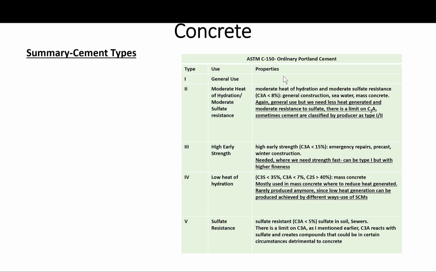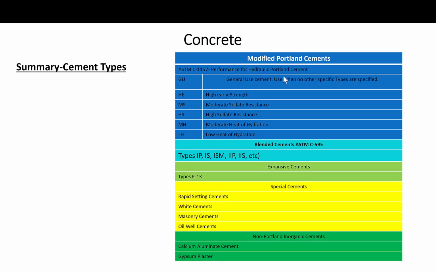So here's a summary of the cement types according to the five types I just mentioned. According to ASTM C150, ordinary Portland cements. These are the 5 types, and a brief description of their properties and when they are used. Here's the remainder of the types. As I mentioned, there is something called the modified Portland cement. Don't worry, we will discuss all this. According to ASTM C1157, the performance type cements, hydraulic Portland cements. And also we have blended cements. These are blended with supplementary cementitious materials according to ASTM C595.